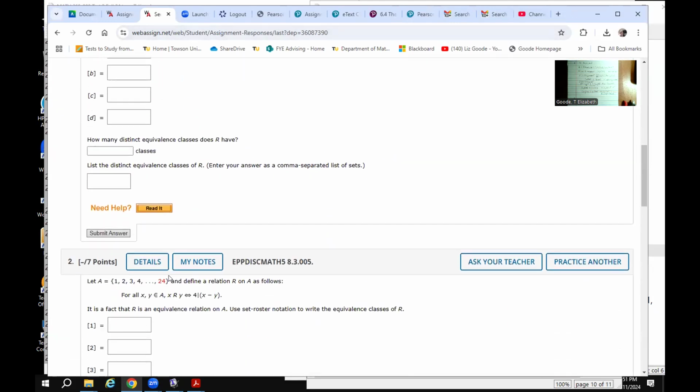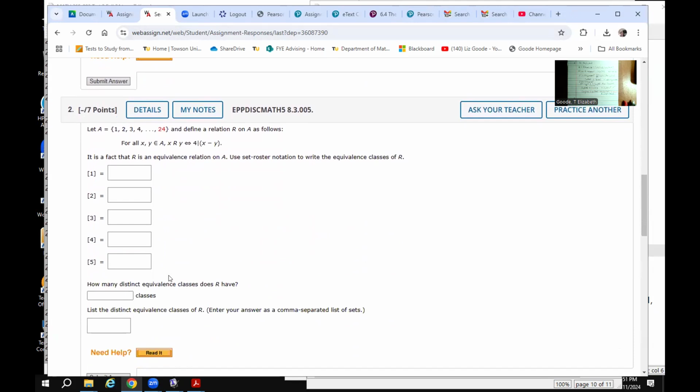So number 2. This is congruence mod 4, Angela. And we worked extensively on congruence mod 4 in class, okay? This is the definition of congruence mod 4, but instead of having it on all of Z, they've restricted it to a small subset of Z, just the integers between 1 and 24. Do you see that? Yeah.